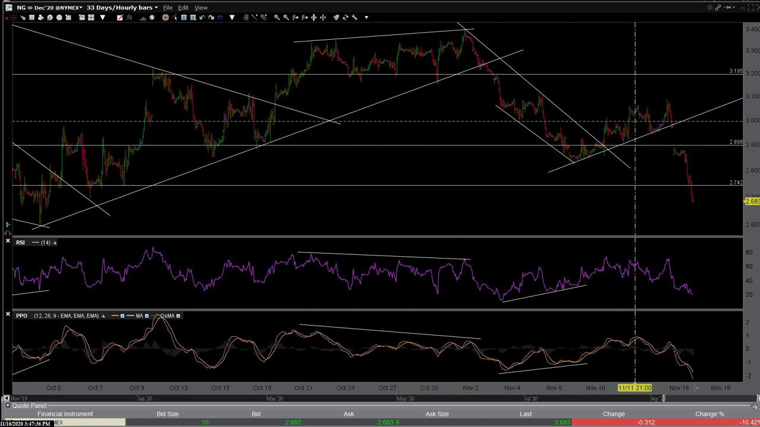Nothing. I'll keep an eye on it, but I don't see any reason anytime soon to get in. That one stopped out and it doesn't look good. That moved down.